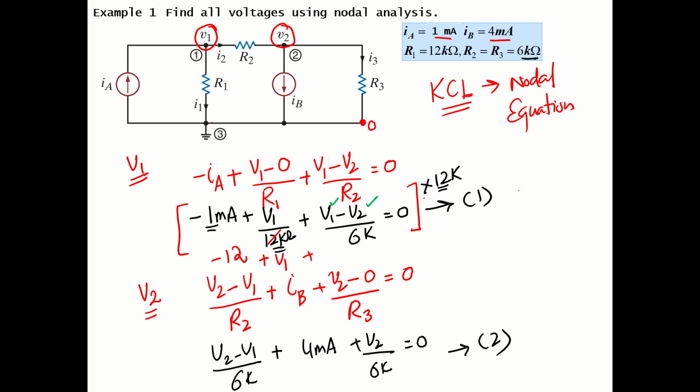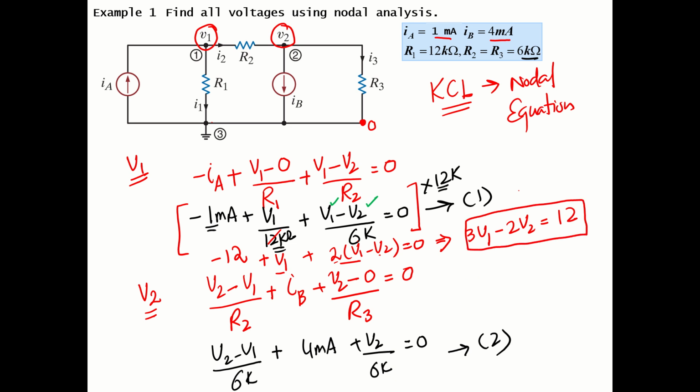Then plus, now 12 divided by 6k, so that will be 2, so we can put here 2 times (v1 minus v2) is equal to 0. And if we further simplify this one, so I have 2v1 and v1, so I can write this as 3v1. Then 2 times v2 minus 2v2, and I can take the constant to the other side to get a more simplified equation of my circuit node 1.